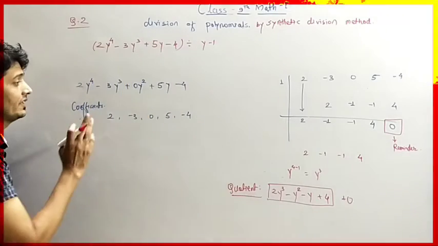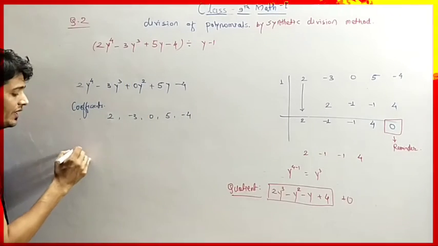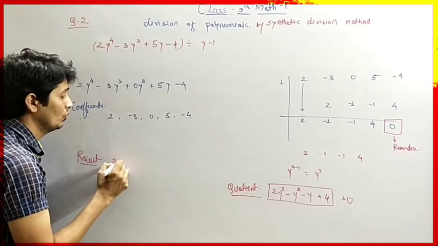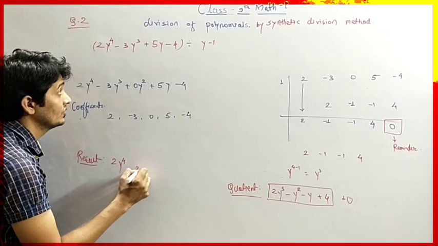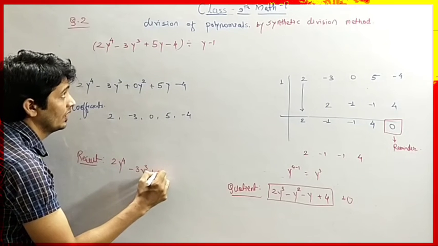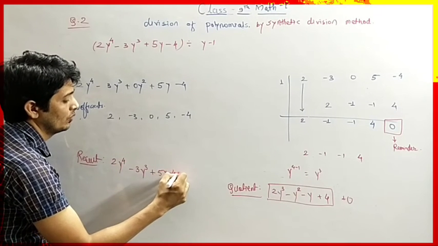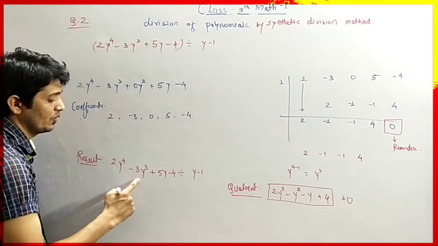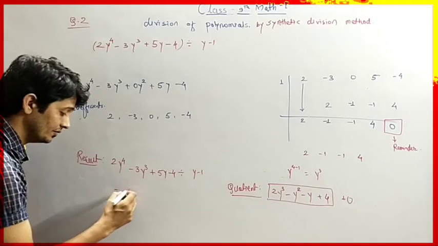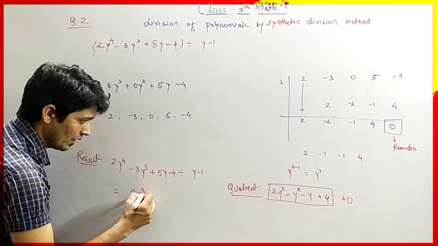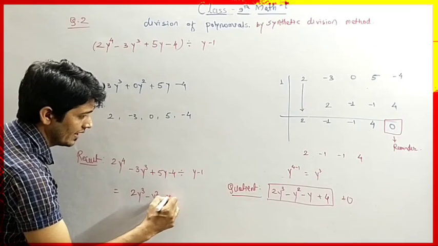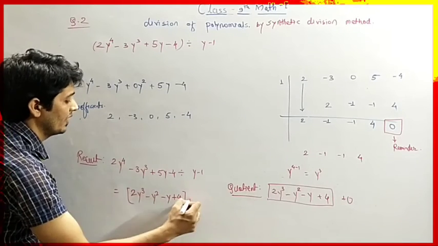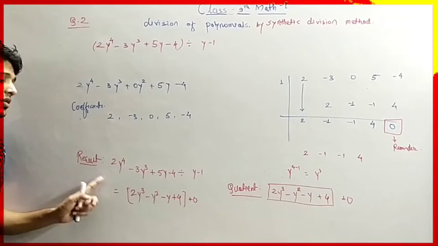Therefore we have to write this in the answer result form. So the result will be 2y to the power 4 minus 3y to the power 3 plus 5y minus 4 divided by y minus 1 equals, now look, we divide this by this. So what will the answer be? 2y to the power 3 minus y square minus y plus 4 and the remainder will be 0. So the remainder is 0. Okay, so this will be our answer.